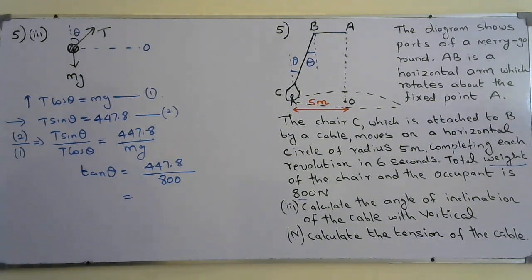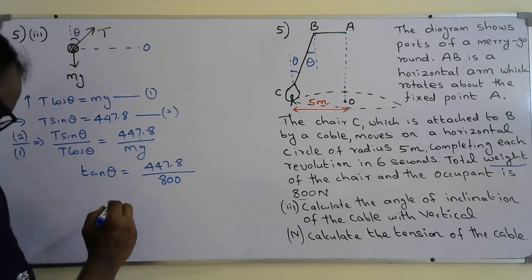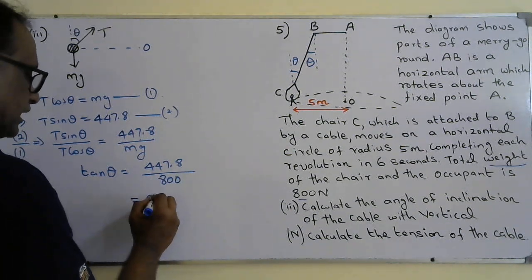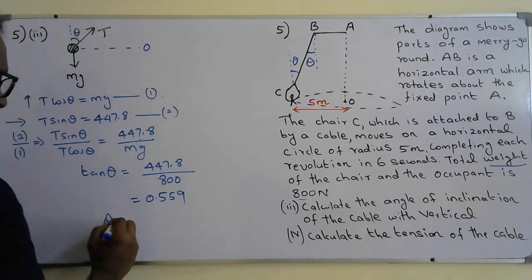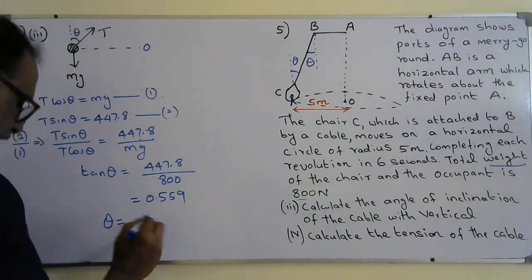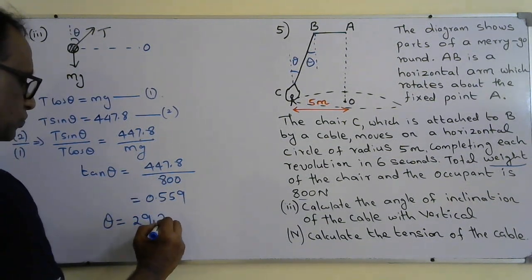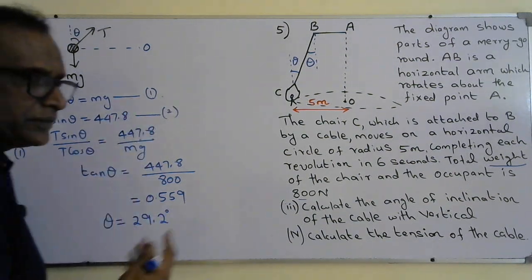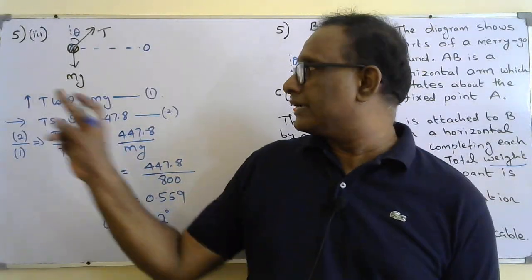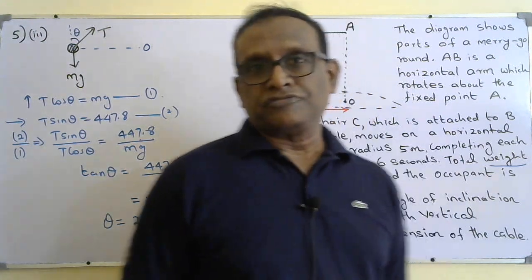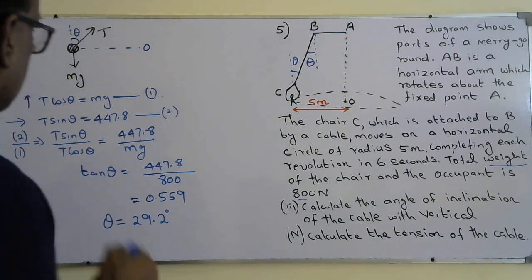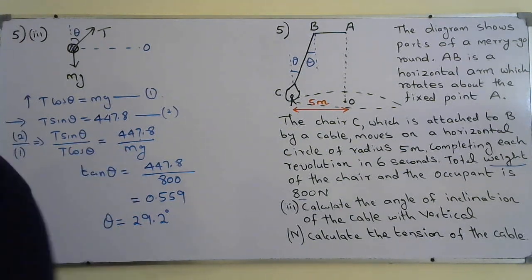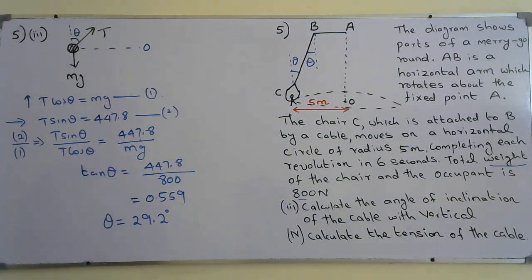Okay, so take tan inverse, you will get theta. This will be 0.559, yes, 0.559. So theta will be tan inverse, so that will be 29.2 degree. If you want, you can calculate mv squared over r, but not necessarily. We already found it in the second part. mv squared over r is the centripetal force, so I replace that by the calculated value in the second part, 447.8. So theta will be 29.2 degree.